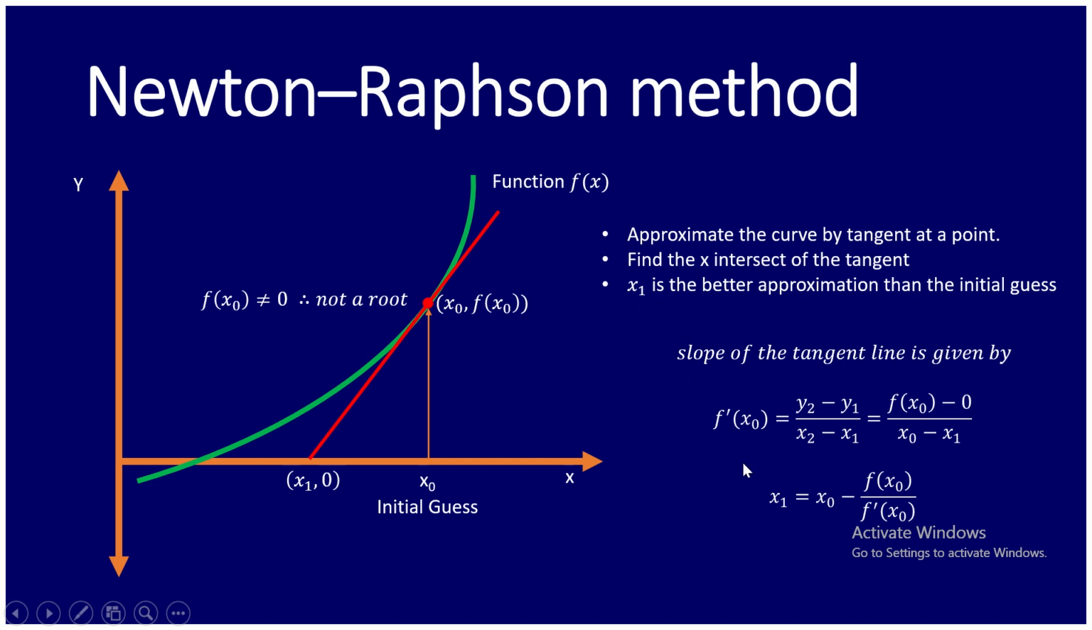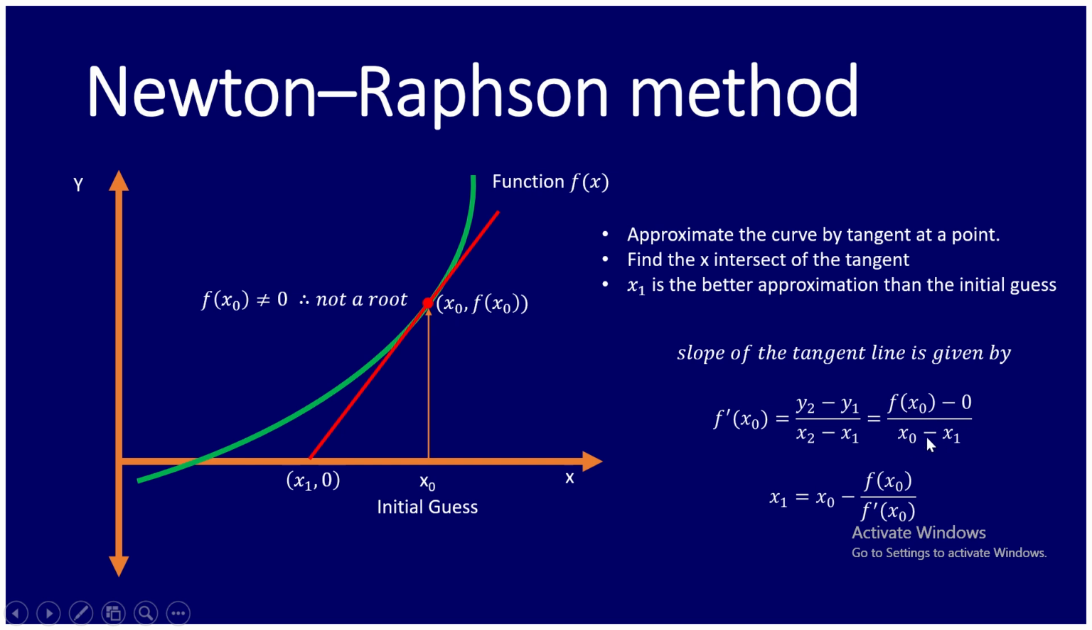So f dash of x0 means the slope of this tangent line, which is equal to y2 minus y1, which is equal to f of x0, this value, minus 0. So this is y2 minus y1 divided by x2 minus x1. Here x2 is the x coordinate of point 2. We will consider this as point 1 and this as point 2. So this will become x0 minus x1.